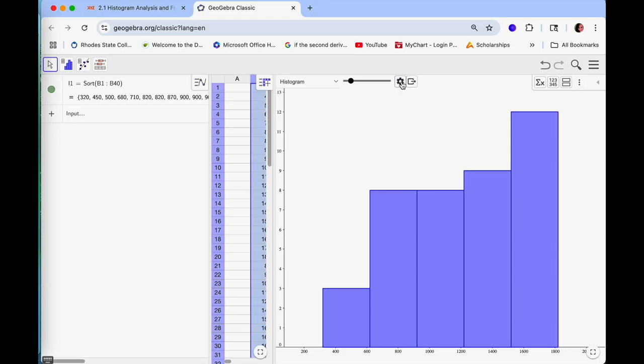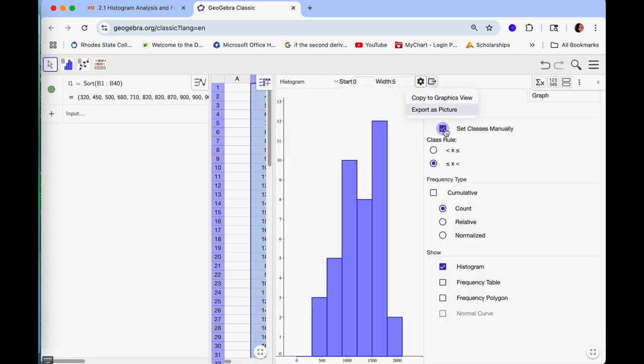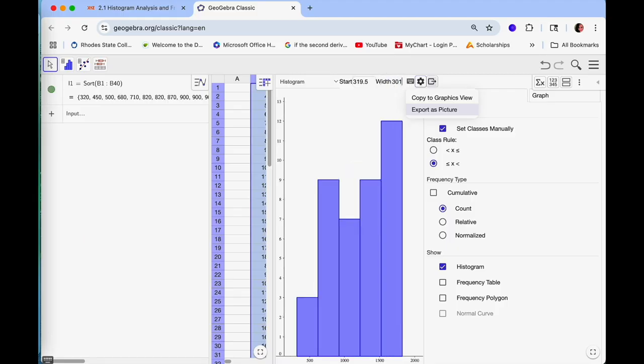So we want to click the little gear. We want to choose set classes manually because we want to set our boundaries the way that we have it on our paper. Now we're going to start at our lower boundary for the first class. Our lower boundary for the first class is 319.5, and then my class width is 301. So you can check this against what you drew to make sure that you drew it correctly.